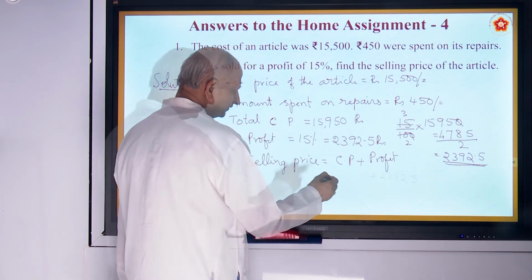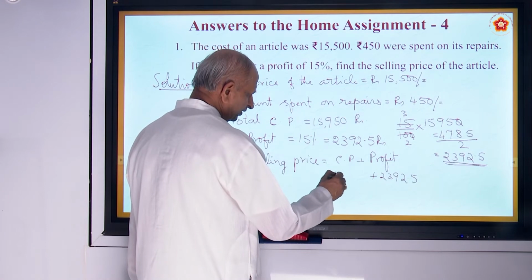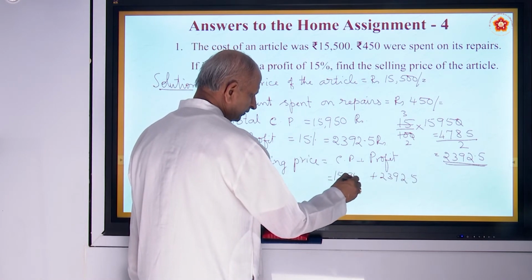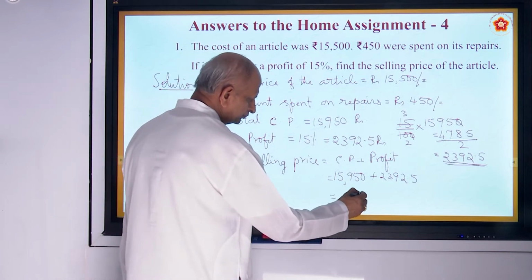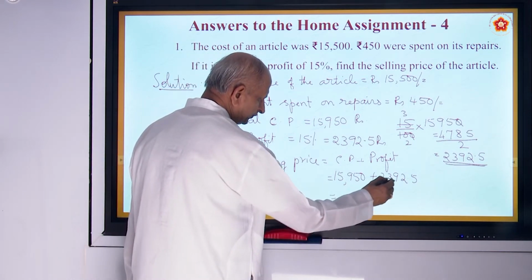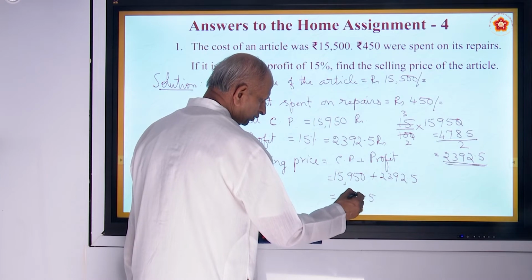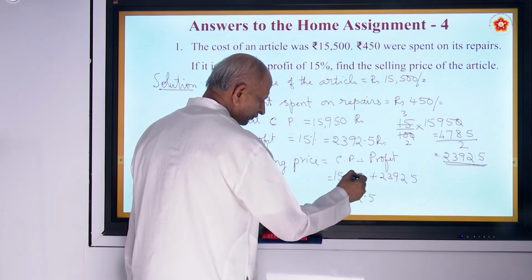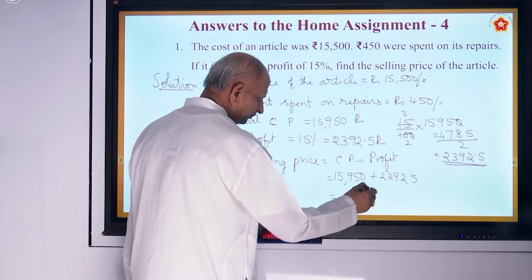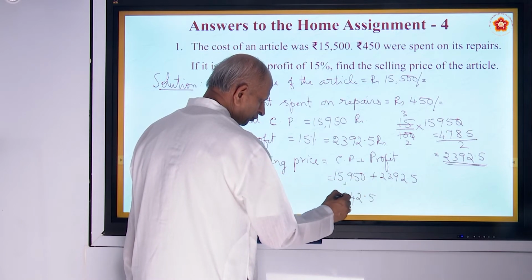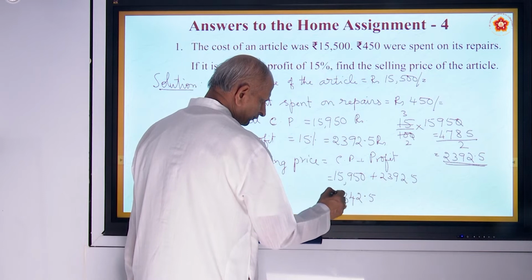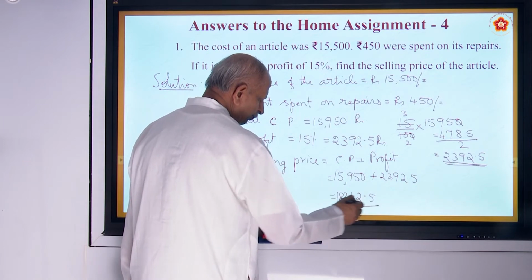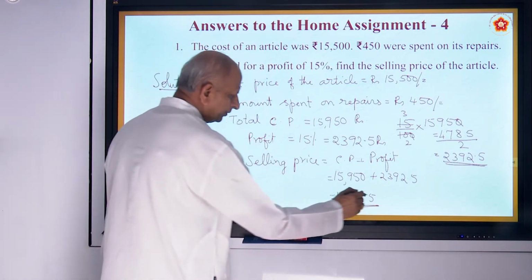How much is the cost price? This is the cost price, 15,950. So add these two. It will be 0.5. Then 2, 9 plus 4 is 14. 18,342.5. So much of rupees.